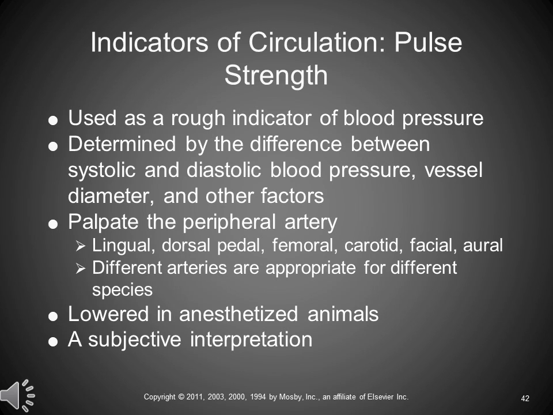There's several places that you can measure it. Under the tongue, the dorsal pedal. Dorsal pedal is an especially good artery to measure. Femoral, the carotid, the facial artery in horses particularly, the ear, oral arteries in some species. Different arteries are appropriate for different species. For example, we're probably not going to do the femoral artery in a cow, but the dorsal pedal in dogs is great. Okay, just different ones for different species.